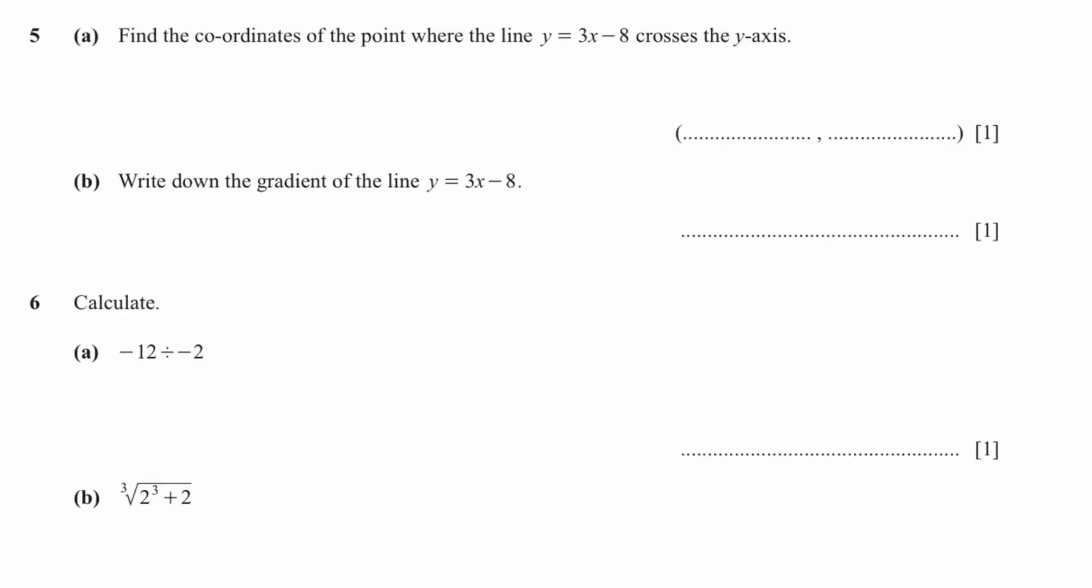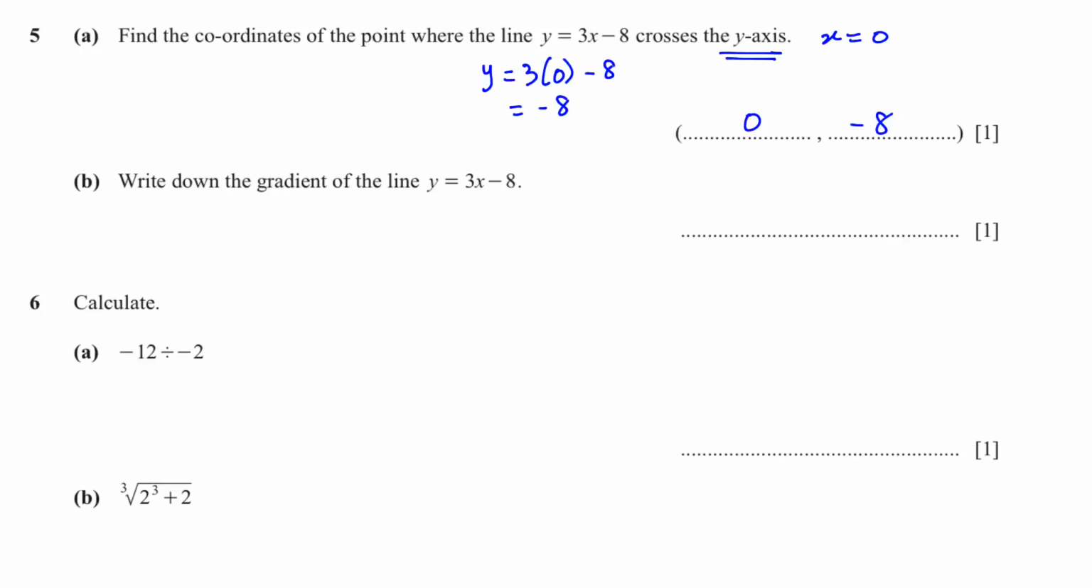Question number 5. A. Find the coordinates of the point where the line y is equal to 3x minus 8 crosses the y-axis. When it crosses the y-axis, remember that your x is 0. So y is equal to 3 times, replace the x with 0, negative 8. Y is negative 8. X is 0, y is negative 8.